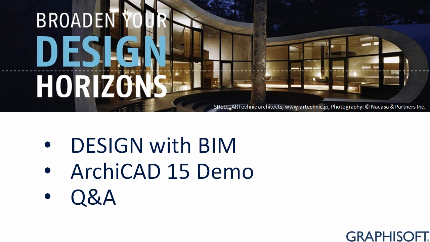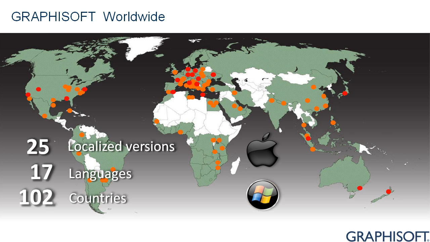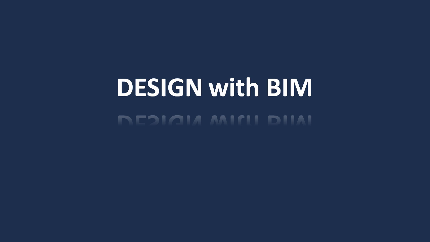It is worth noting at the beginning of our demonstration that ArchiCAD is, in fact, the widest localized BIM solution for architects worldwide. This means that it is not only translated into 17 languages, but it is actually available fully localized to 25 national standards in 100 countries. Moreover, it is the only true BIM application running natively on both the Apple Macintosh and the Microsoft Windows operating systems. Now let's see what ArchiCAD 15 has to offer architects and designers.